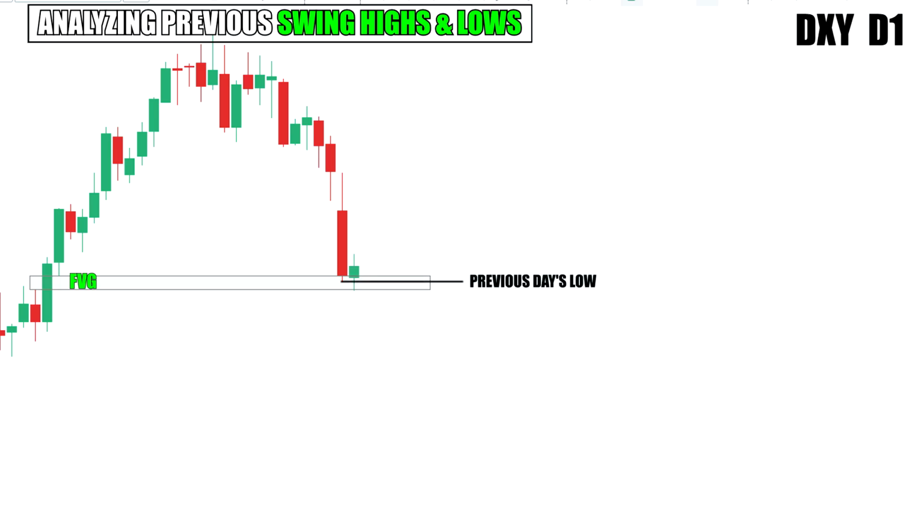It doesn't break through it decisively. That's a sign of rejection, and it gives me reason to expect a move toward the previous day's high. So we mark that level and follow price. It reaches up, and the question becomes, can it close above?